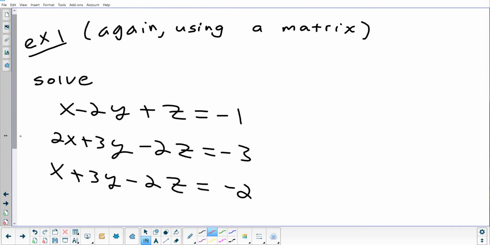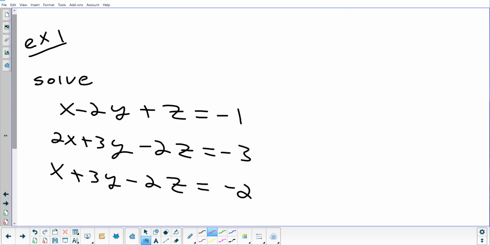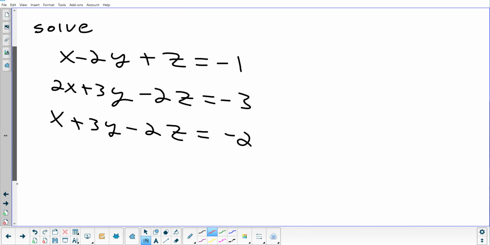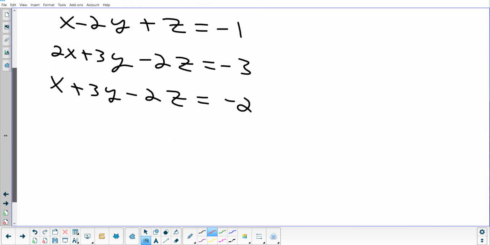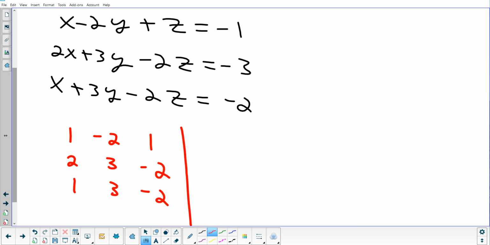So we're not doing this one again. We're just solving it for the first time. And what do you think the first thing we want to do with this is to get it ready to solve? Yeah, put it in a matrix. So 1, negative 2, 1, 2, 3, negative 2, 1, 3, negative 2. We're going to augment that with the constants on the other side. Negative 1, negative 3, negative 2.